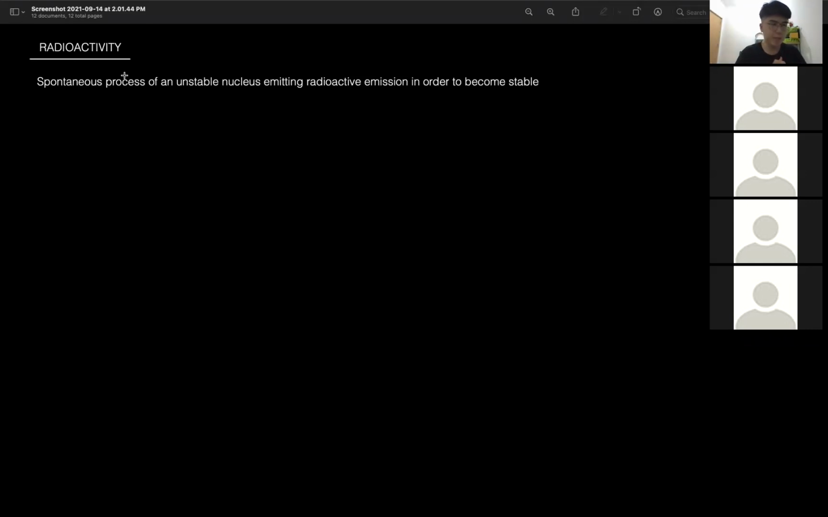First thing, what is radioactivity? You may have heard about radioactive emissions, alpha, gamma, nuclear explosions, mutations. All of this, they are radioactive materials, okay? Radioactivity. So what is the main cause of mutation?